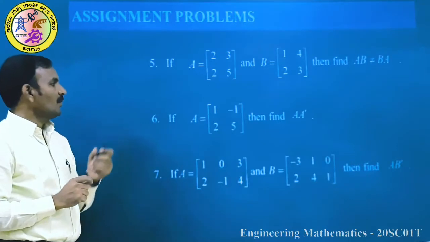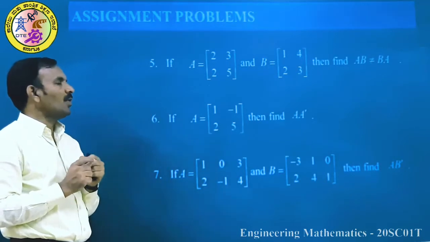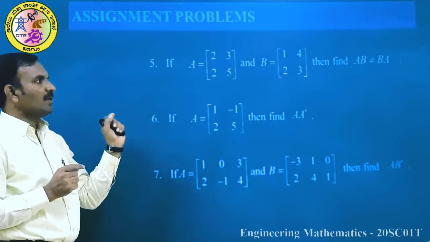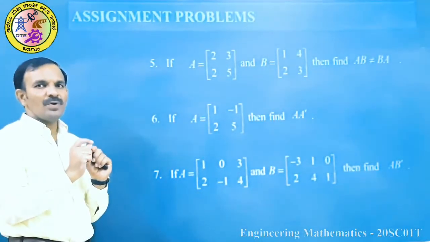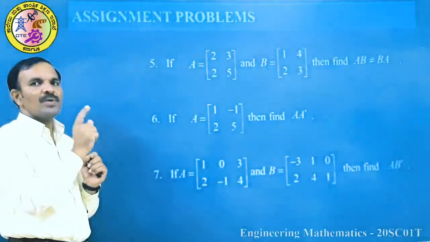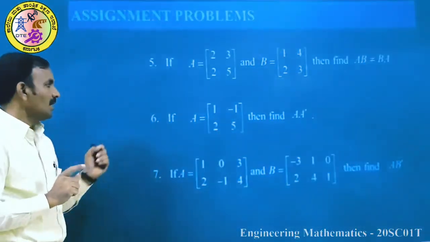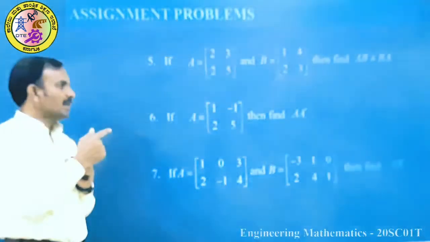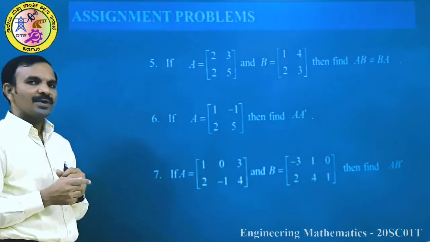Next, fifth example is, if A equal to [2 3; 2 5] and B equal to [1 4; 2 3], then verify that AB is not equal to BA. A is given, B is given, you have to verify AB is not equal to BA. First find AB, then find BA, check whether AB is equal to BA or not. Definitely you are going to get AB is not equal to BA. Next, sixth example is, if A equal to [1 -1; 2 5], then find A into A dash. First find A dash, then find A into A dash.